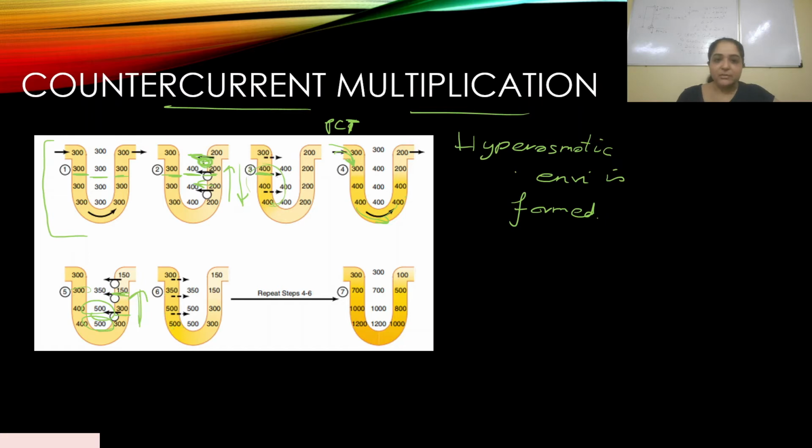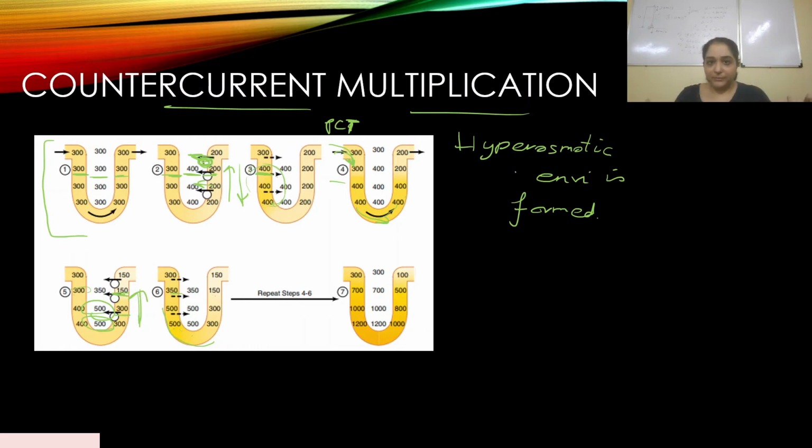300 becomes 350. See, this has become even more yellowish, even more concentrated, because water has moved out. Again, steps 4 to 6 are repeated multiple times. The proximal tubule is pushing the liquid down again, so this region gets pushed down and everything becomes 500, 500, 500 over here. Again solutes move out, water moves out, and the proximal tubule pushes in liquid. This step is repeated multiple times.